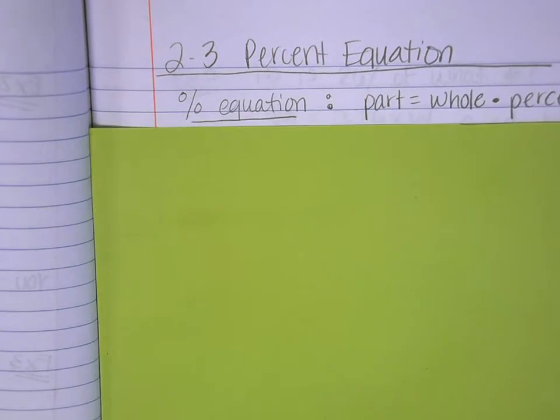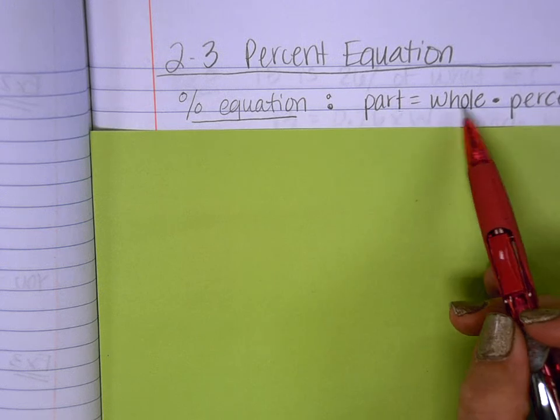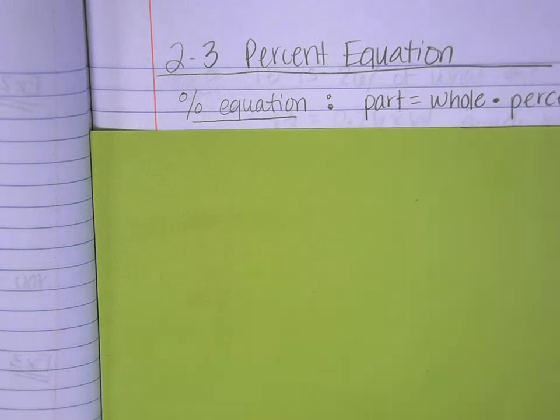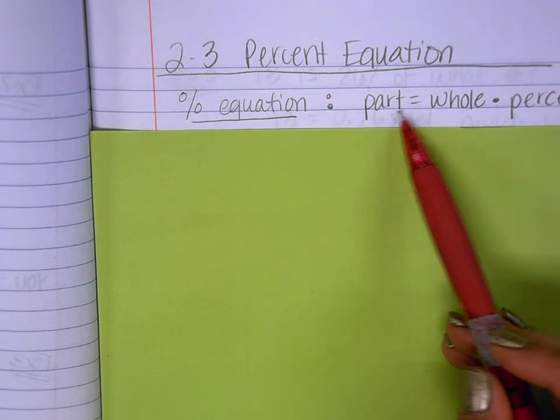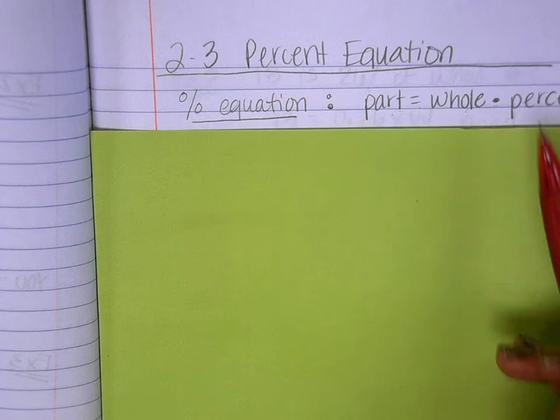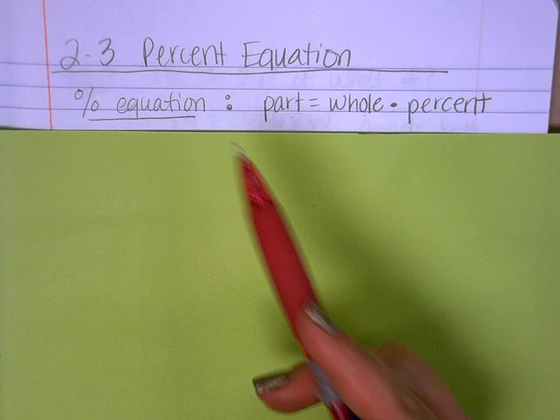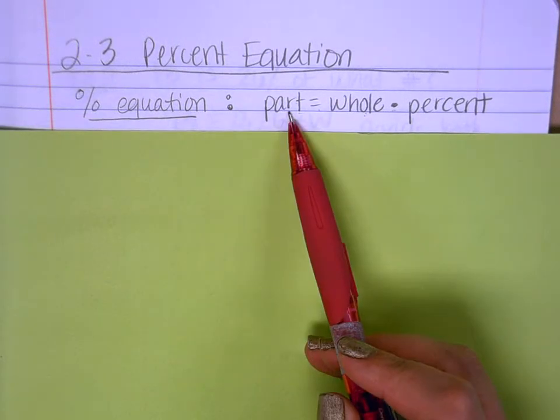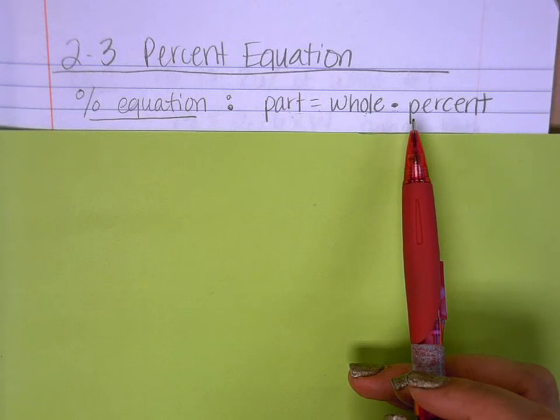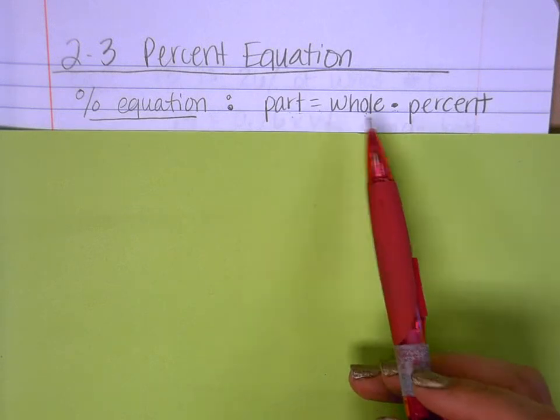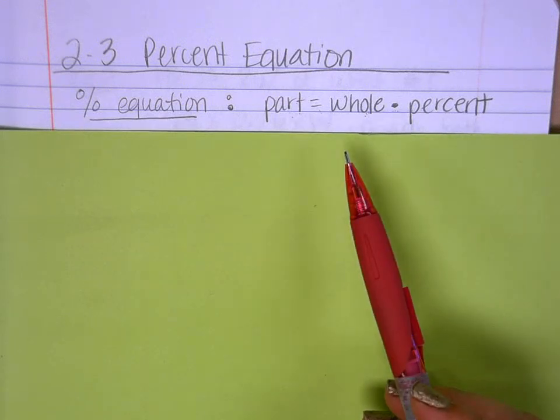So here's what happens. We have a percent equation, and that would be the part equals the whole times the percent. Before we were doing a cross multiply. Now, instead of the part over the whole, we're doing the part equals the whole times the percent. That little dot means times, okay? In the proportion, we did part over whole equals percent over 100, remember? So we're kind of eliminating the 100 right here.